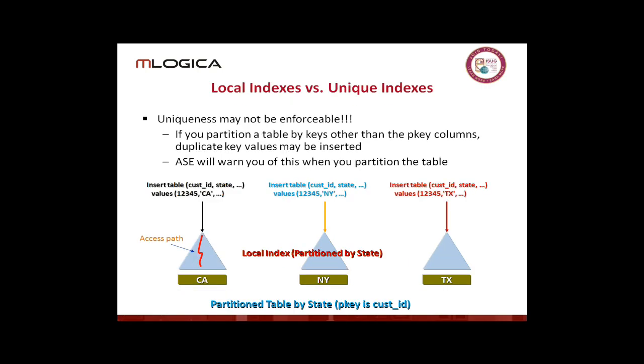So local indexes versus unique. Note that if your local index is on whatever it is that you're looking at, for example, here we're on California and your local index is on state, well, guess what? We know that we can get uniqueness there. But if we have an index on customer number and we're partitioned by state, then what's going to happen is you do have the potential of having a customer number in the state which is not unique. So that local unique index is something that you have to watch out for.